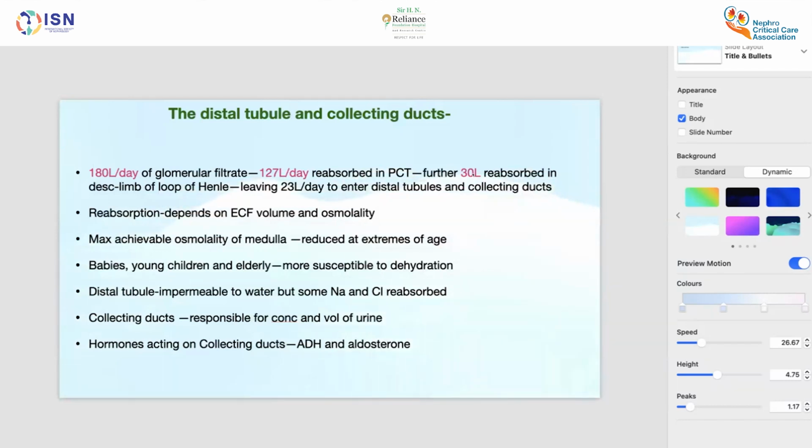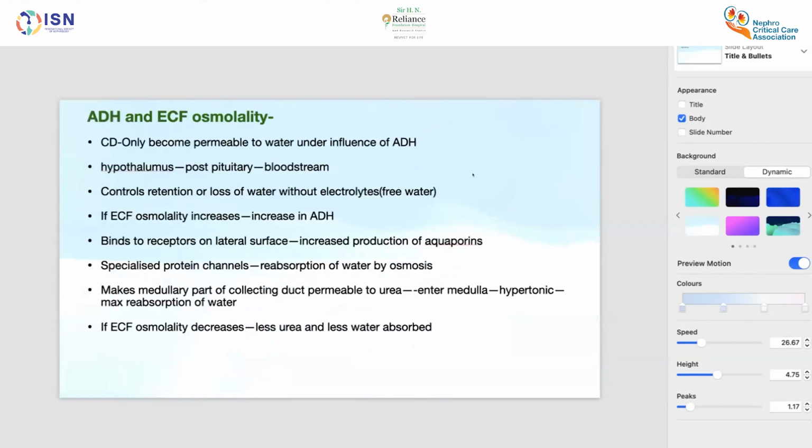The maximum achievable osmolality of the medulla is reduced at the extremes of age. That's why babies, young children, and the elderly are more susceptible to dehydration. The distal tubule is impermeable to water, but some sodium and chloride can be reabsorbed. The collecting ducts are responsible for the concentration and the volume of the urine. The hormones acting on the collecting ducts for reabsorption are ADH and aldosterone. First, the antidiuretic hormone and extracellular fluid osmolality.